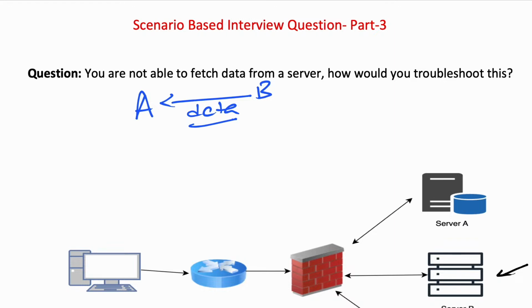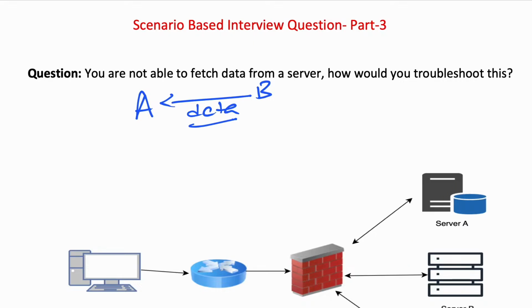Another important thing to keep in mind as a basic network engineer is this: you're trying to fetch data from B, and you're trying to ping B. But you should also check whether other servers have the same issue. If you're not able to ping B, try to ping A and C also.